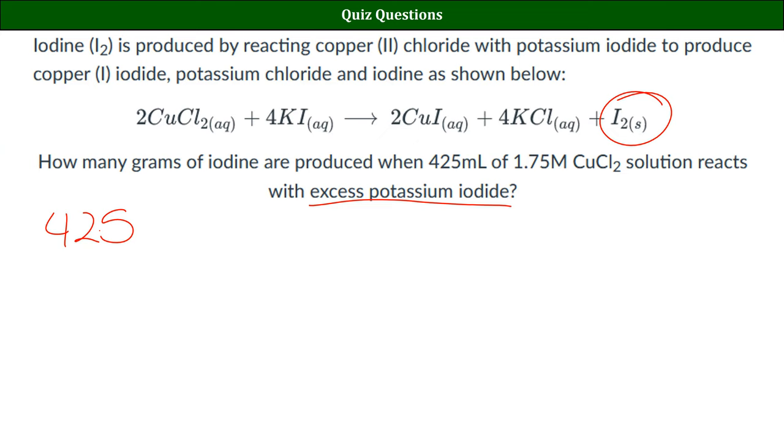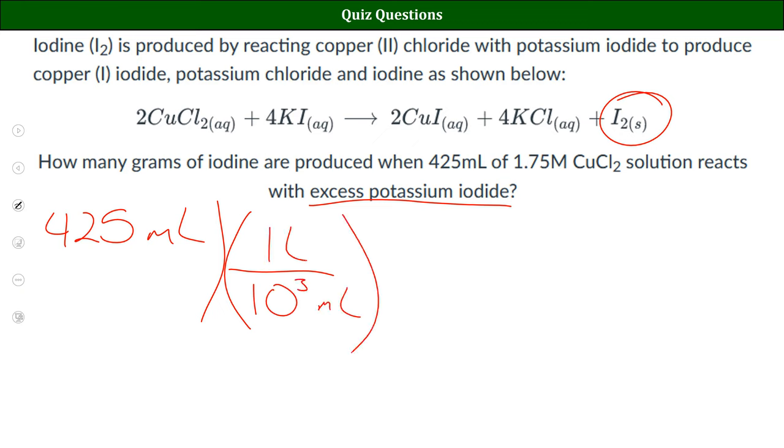That is the whole definition of stoichiometry: we're trying to compare amounts of one chemical to amounts of another chemical. And so as soon as you see that, you know it's stoichiometry, and you just want to make sure it's balanced and get everything in moles. So 425 milliliters is our amount of the copper(II) chloride, and we're given a concentration in moles per liter. So we just need to start by getting the liters. 1,000 milliliters is 1 liter.